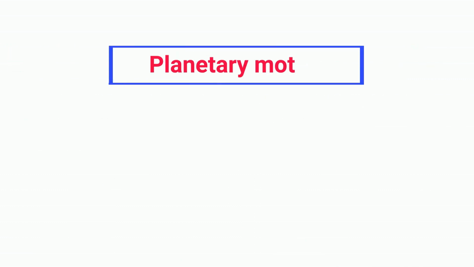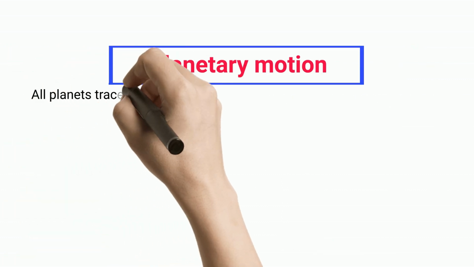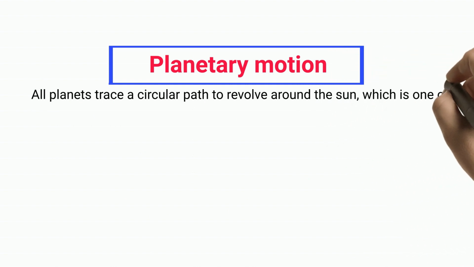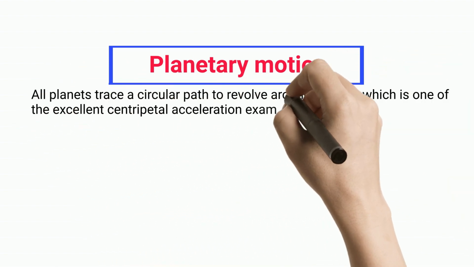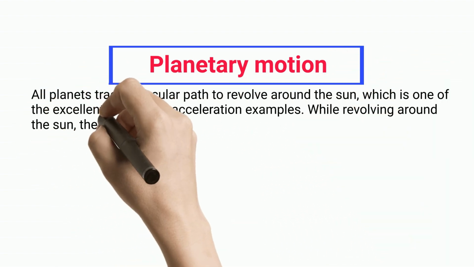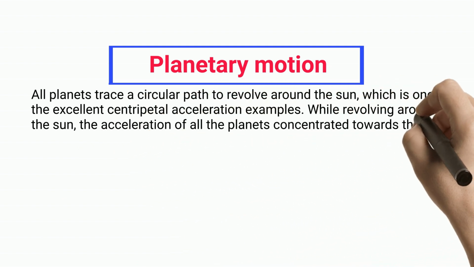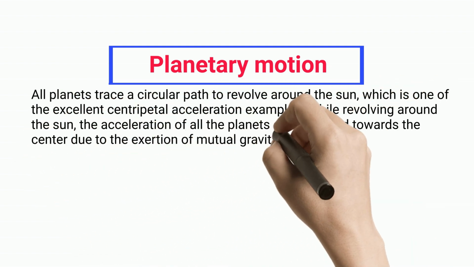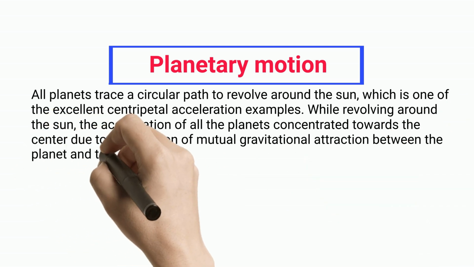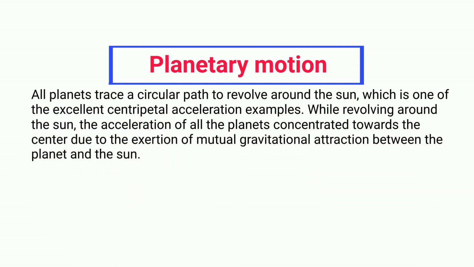Planetary motion. All planets trace a circular path to revolve around the Sun, which is one of the excellent centripetal acceleration examples. While revolving around the Sun, the acceleration of all the planets is concentrated towards the center due to the exertion of mutual gravitational attraction between the planet and the Sun.